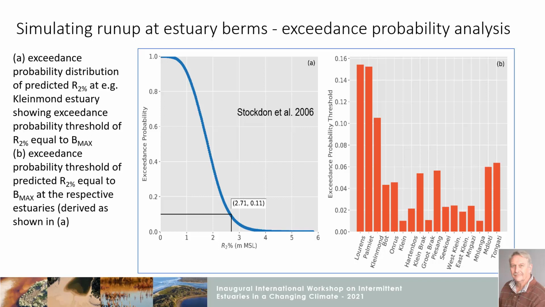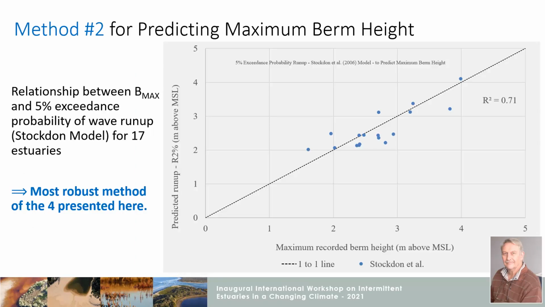So the bar graph on the right shows then these corresponding exceedance probabilities for each of the estuaries, ranging from 1 to 15%, which corresponded with the BMAX values for those estuaries. The average of all of those being at the exceedance probability of 5%. So that's the value we used in method 2 for predicting maximum berm height. In other words, using this relationship between BMAX and the 5% probability wave run-up.